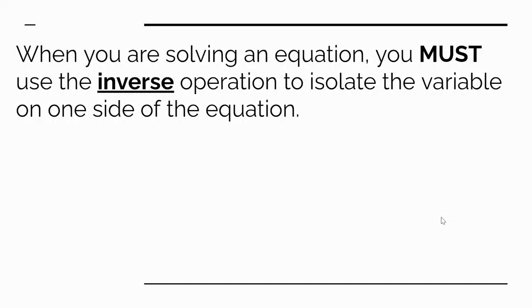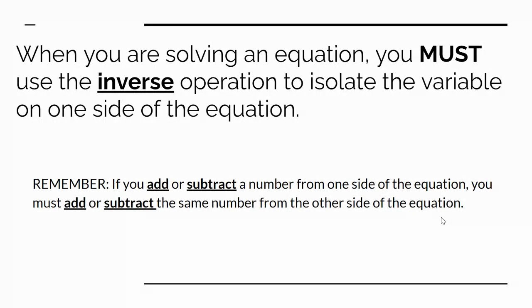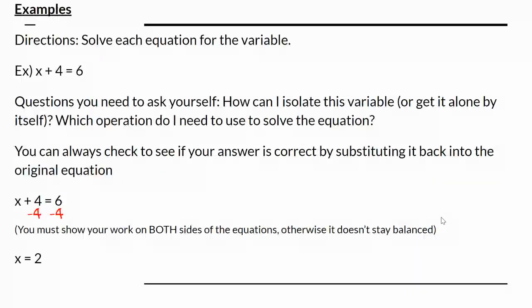Right, when we are solving the equation, we must use the inverse operation to isolate the variable on one side of the equation. If you add or subtract from one side, you must add or subtract the same number to the other side. So here's this first example. We have x plus 4 equals 6. You can probably look at it and say the answer's 2. That's great. I don't care. What I care about is you being able to determine what the variable is, what operation is with the variable, what is the inverse of that operation in order to isolate the variable.